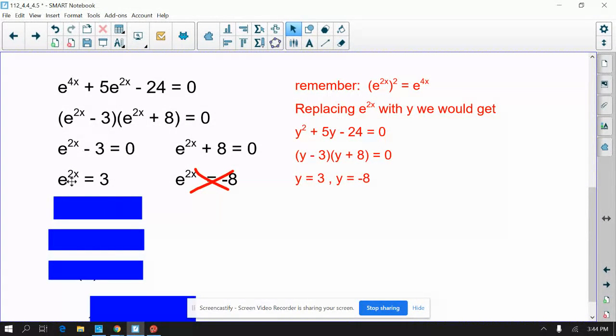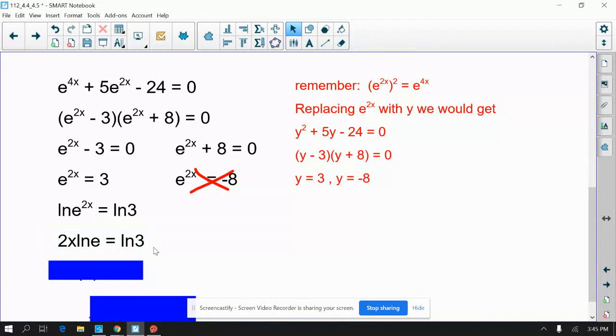Over here, though, I can solve. I can take the natural log of both sides. And then now this 2x swings over. Natural log of e. Now hold on a second. Natural log of e. Remember, logs are exponents. So what's the exponent that would go on e that would result in e?